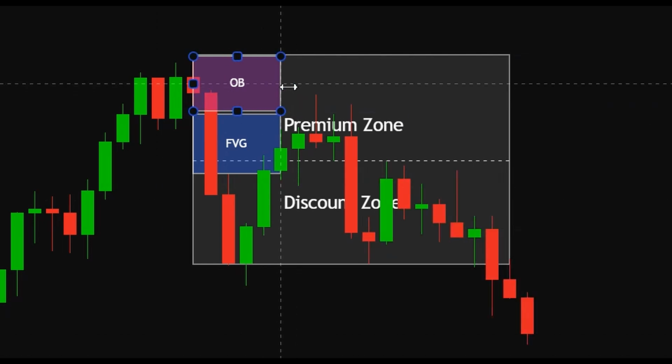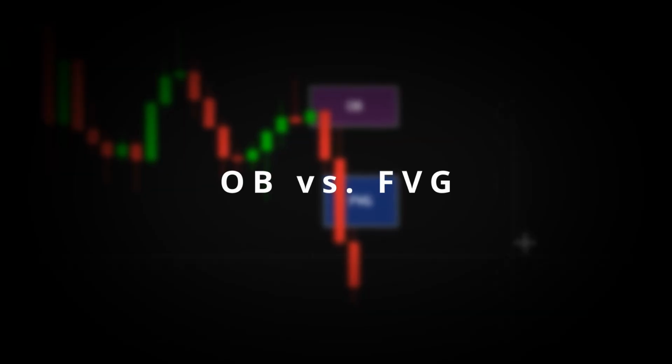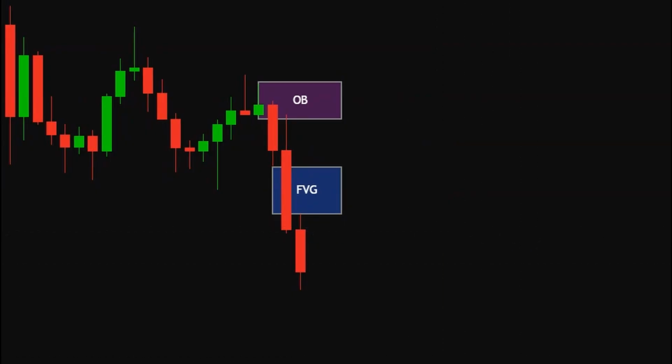Now that we have mastered the filtering rules, let's put the order block and the fair value gap head-to-head to see how they differ when applied in practice. Regarding accuracy, the order block is generally considered more reliable, as it represents the large supply-demand source where institutional orders are triggered. The FVG is more susceptible to price penetration.